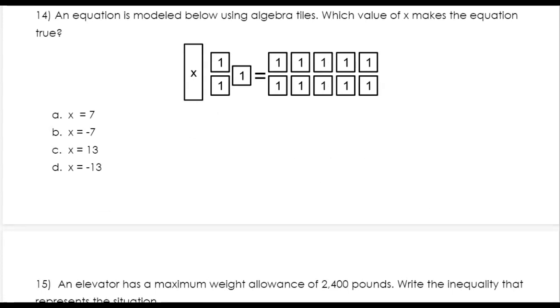14. An equation is modeled below using algebra tiles. Which value of x makes the equation true? A, x equals 7. B, x equals negative 7. C, x equals 13. D, x equals negative 13.